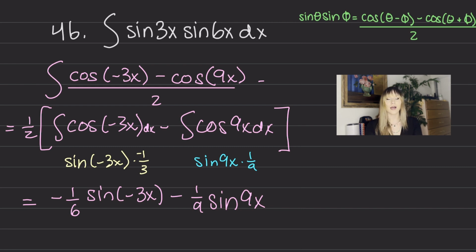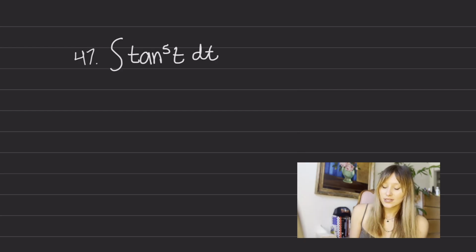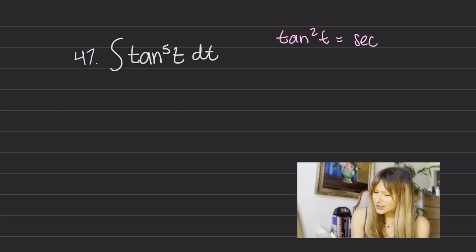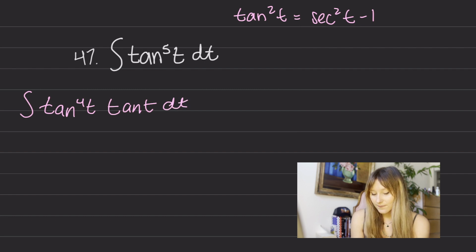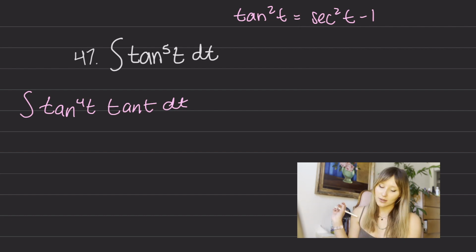We have 4 more left. All right, last scene change. We have 4 more problems left, and we're gonna do it. Yeah, 47. Tangent to the 5th dt. So we're gonna find that integral. We're gonna remember that tan squared of t equals secant squared of t minus 1. We're gonna rearrange. We get tan to the 4th t tangent t dt. It's okay that we don't see a secant there. I know our goal is to get a secant tangent or a secant squared. We have the tangent and we'll just call it a day.